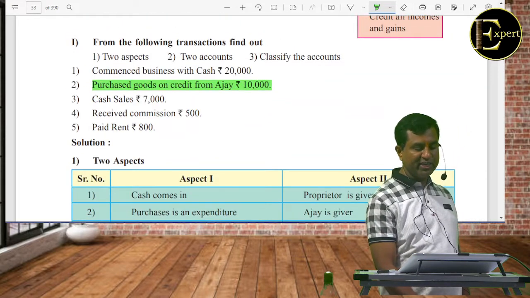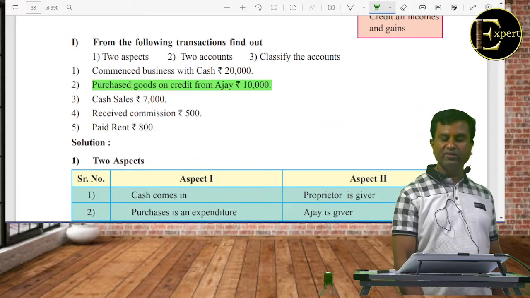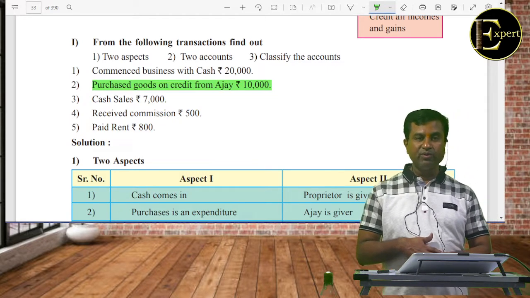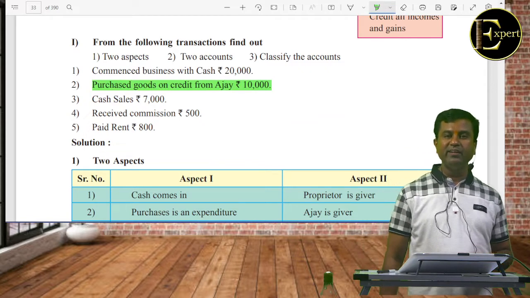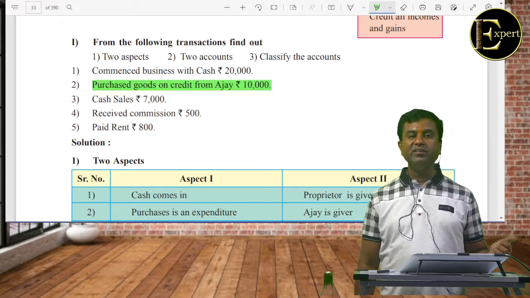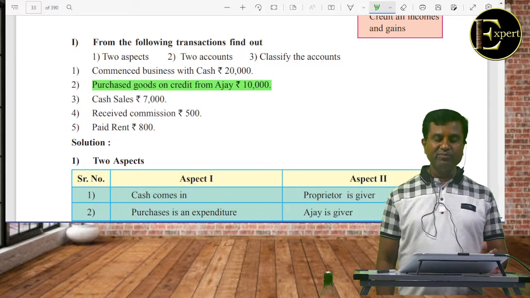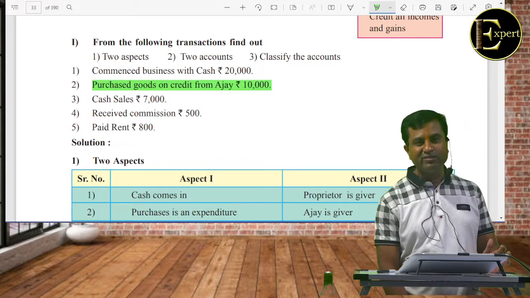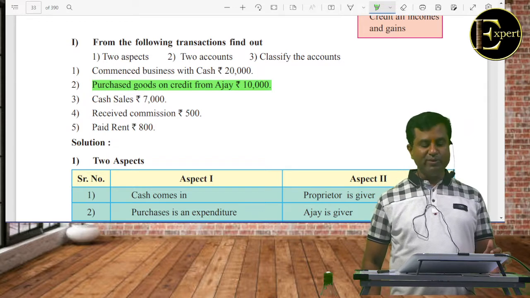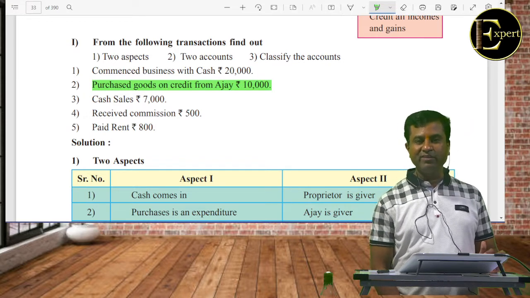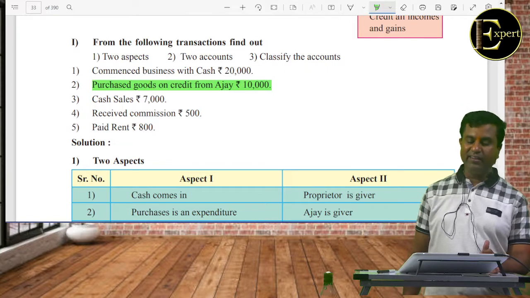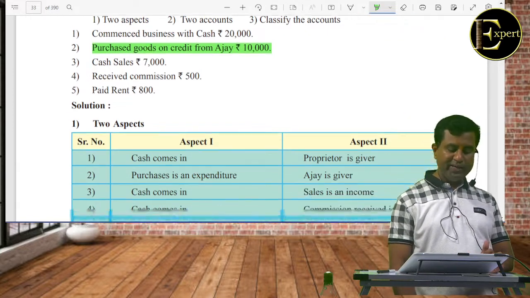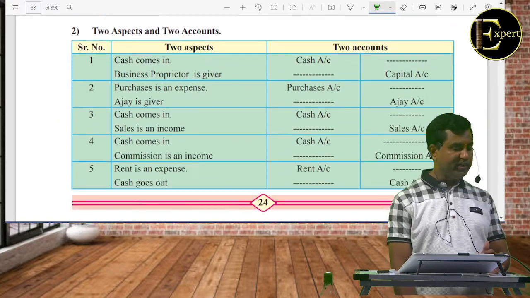Transaction number 4 says that received commission. Now do remember students, whenever anything is received or paid, always it is in the form of cash. So received commission means there are two aspects again. Cash comes in the business and commission is a gain. Cash is a real account, commission is a nominal account, but commission is received, hence it is the income. Debit what comes in the business, so cash is debited, and credit all incomes and gains, so commission is credited. And last transaction, that is paid rent rupees 800.